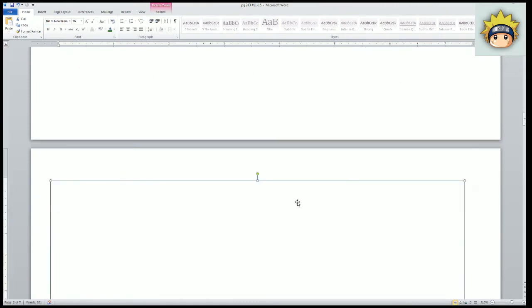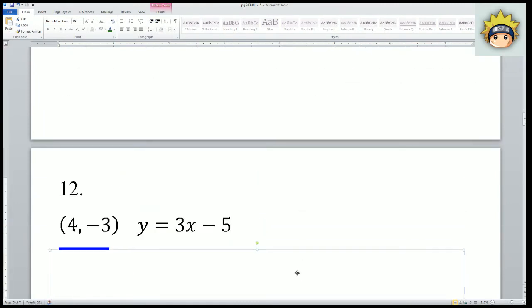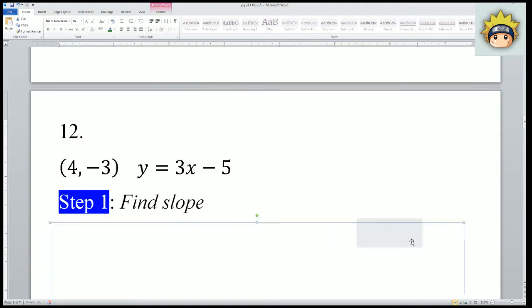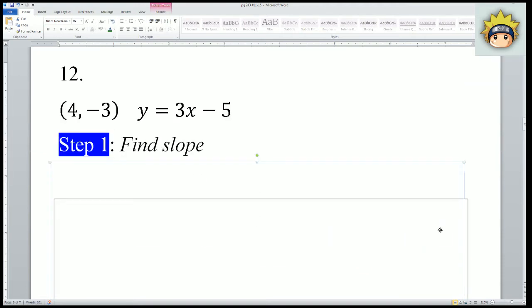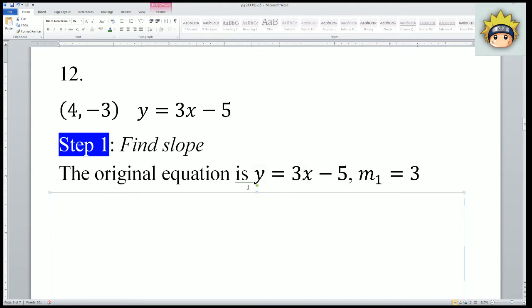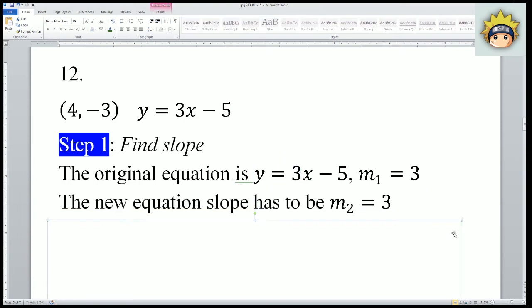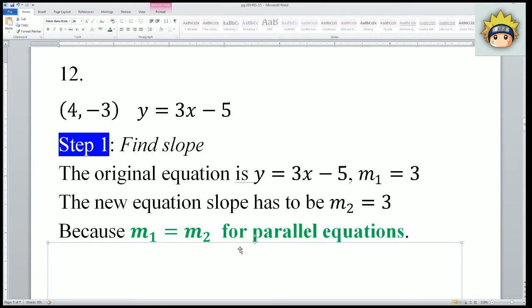Number 12 gives us this point as well, 4 comma negative 3. The equation is y equals 3x minus 5. My first step is always to find the slope. We know the original equation is y equals 3x minus 5. The slope here is 3 because that is the number in front of the x. The new equation must also have the slope of 3 because m1 has to be equal to m2 for it to be parallel equations.